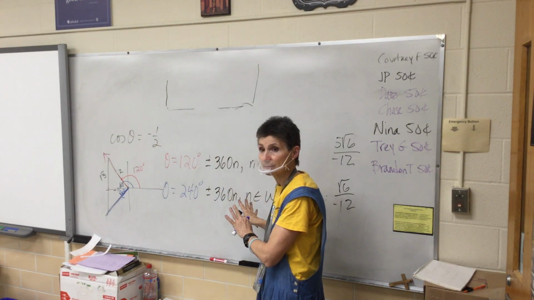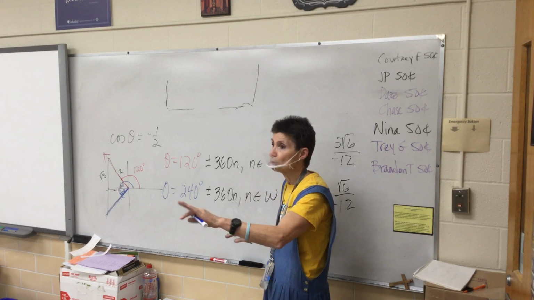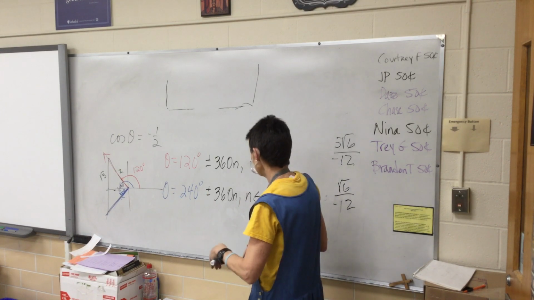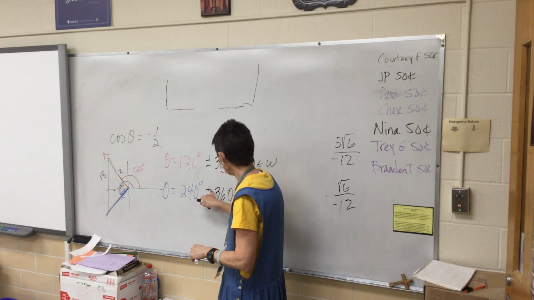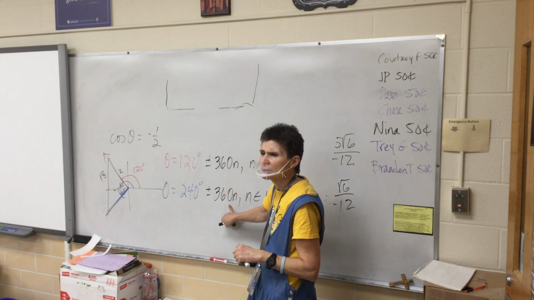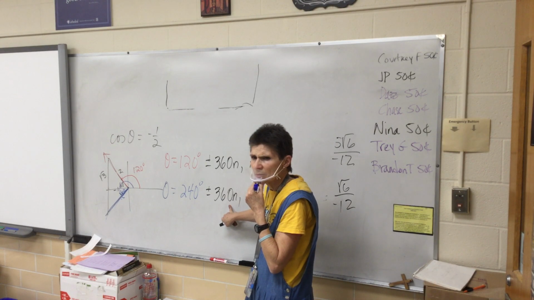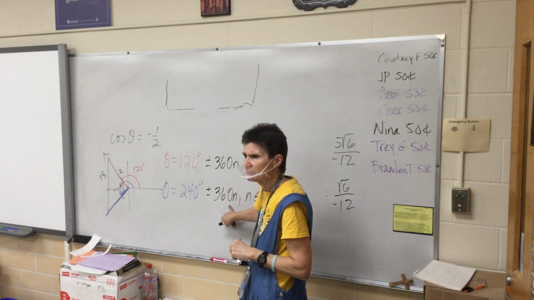in degrees. Now just to prove it to you, take out your calculator. Oh, let's try this one. What's 240 plus 360? 600? Type cosine 600.